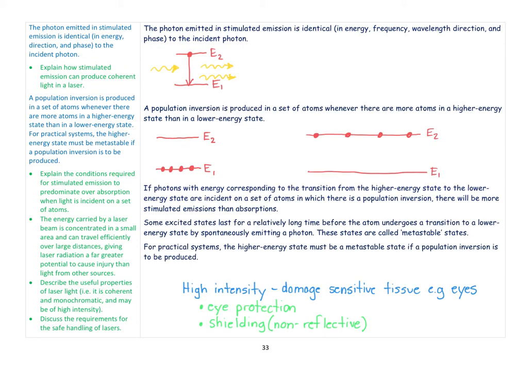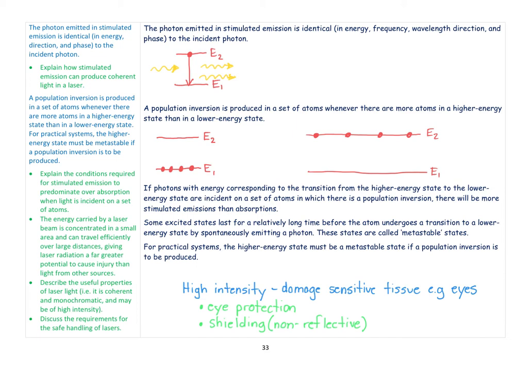So those photons that are emitted in stimulated emission will be identical. And when we say identical, they will have identical energy. Therefore, they'll have identical frequency, E equals hf. Because they have identical energy and frequency, they'll have identical wavelength, E equals hc on lambda. And they will also be travelling in the identical direction, and they will also be in phase.